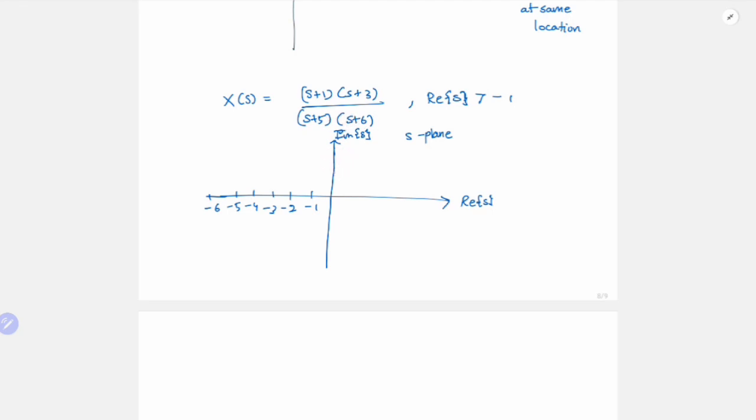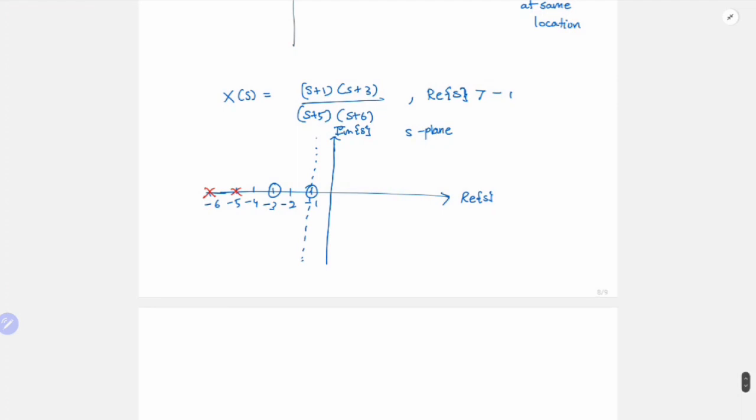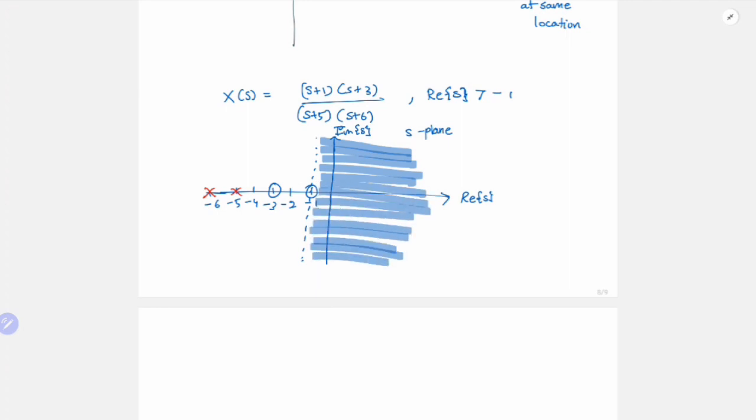What I have here: the poles are at -5 and -6, so I'll represent them like this, and the zeros are at -1 and -3, so I'll represent them like this, and my region of convergence is something like this, real of s greater than -1. So this is how I represent my region of convergence. This is just an arbitrary example. In reality, the region of convergence needn't be the case.